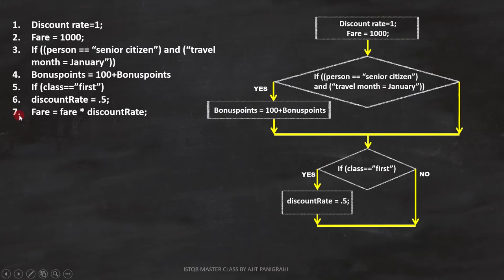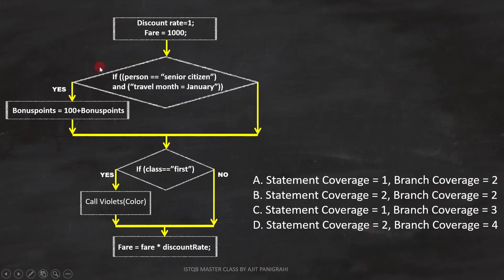Line 7 is fare equals fare multiplied by discount rate. And this is how we have to represent it. With this, the flowchart is complete. Here, we have to find the number of test cases required to cover statement coverage and branch coverage.